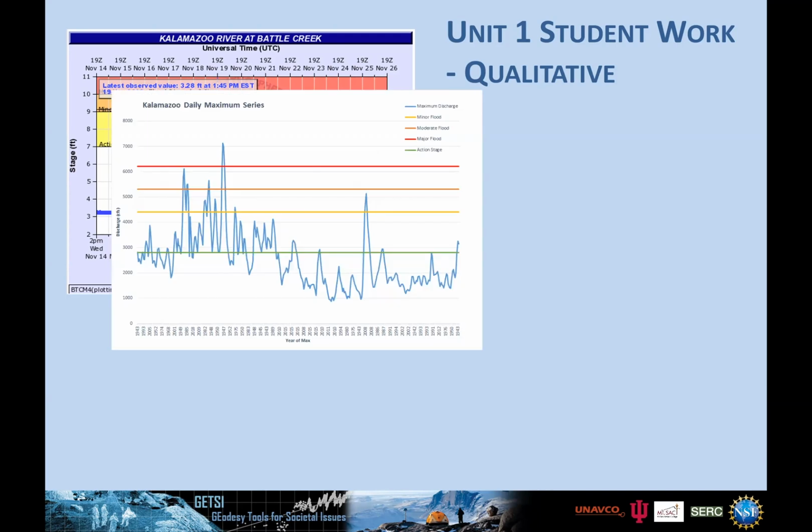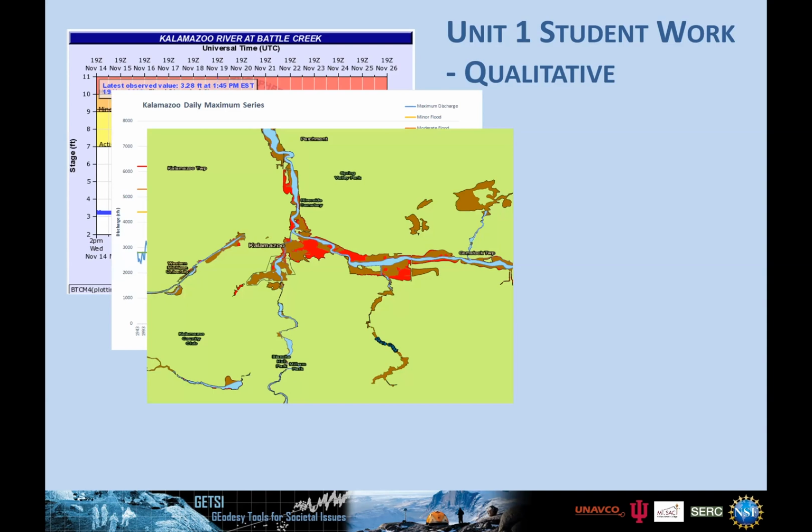After they look at that interface, we have them get the data for the nearest gauge and see how many times in the past 5 to 6 years the water level has exceeded the different stages defined by the National Weather Service. We also have them get the 100-year floodplain map from FEMA and map that using either ArcMap, QGIS or Google Earth. So they get a sense of how much area is within that 100-year floodplain zone.